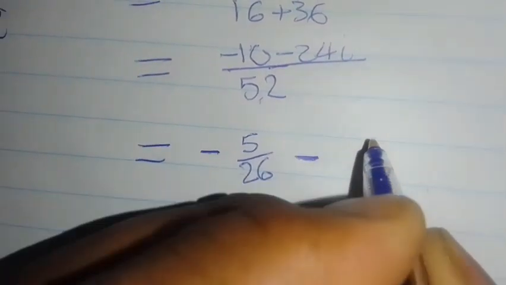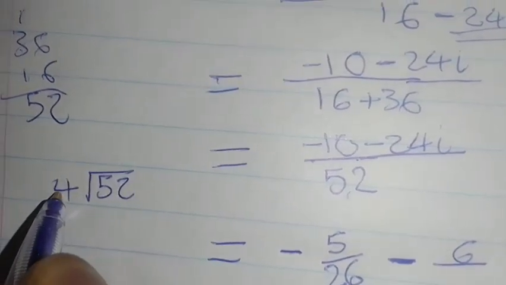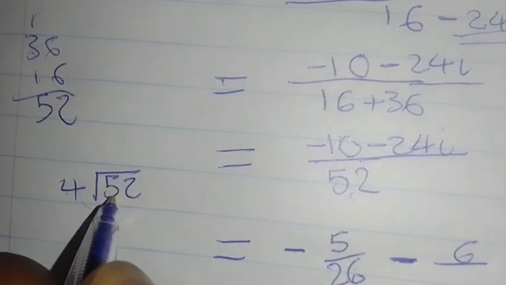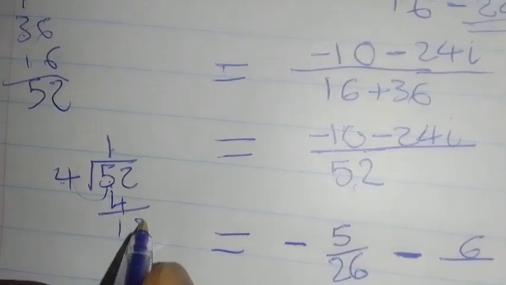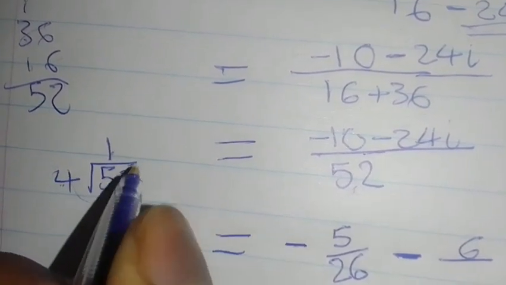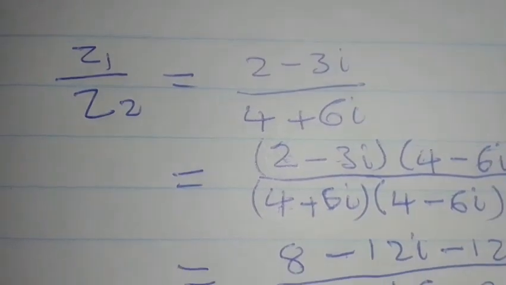24 divided by 4, that's going to be 6. And what's 52 divided by 4? Okay, 52 divided by 4. There's only one 4 in 5. So you'll carry, subtract, and then you'll have 12. And what's 12 divided by 4? That's just going to be 3. So I get 13. That will be the answer you get when you divide this.